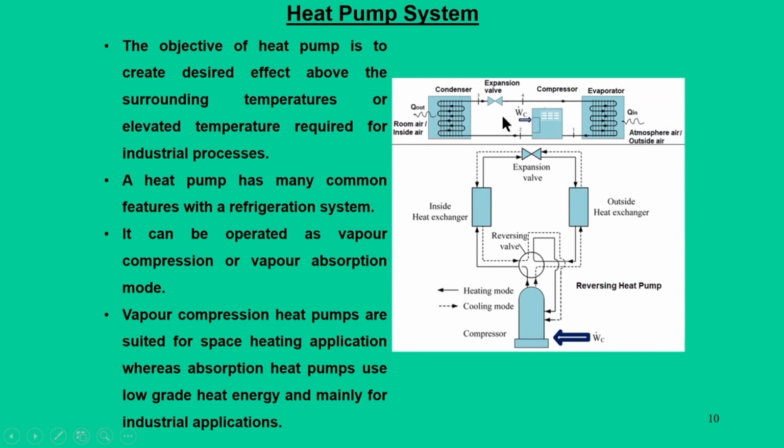So, if you look at this particular diagram, it operates almost in the same manner, but the desired effect is different. The objective of the heat pump is to create a desired effect above the surrounding temperature, or the elevated temperature required for industrial processes. And it has many common features with refrigeration systems. More importantly, heat pump systems can be operated either in a vapor compression mode or in a vapor absorption mode, and in a later part we will see how it can be used in an absorption mode.